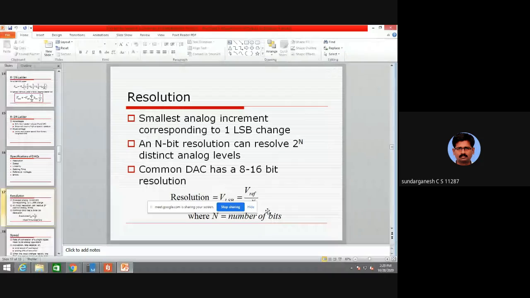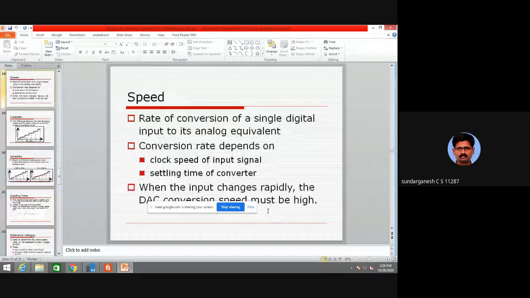Now, the next property, speed: how fast the digital data is converted into analog data. This conversion rate depends upon the clock speed of the input signal and the settling time of the converter. When the input is changing very fast, the DAC conversion speed should be as high as possible. Then only it is possible.